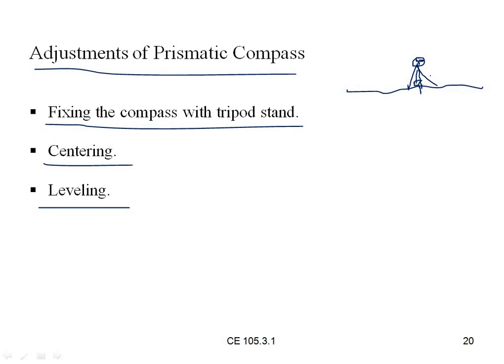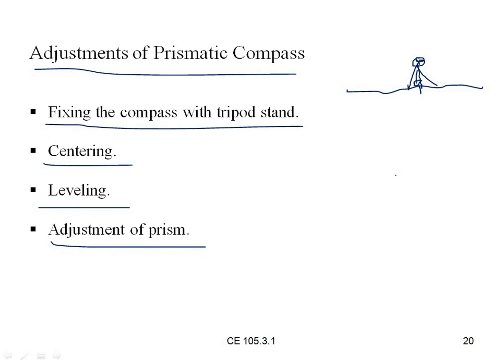So the leveling should be done. The three tripod stands should be in the same position, and in this we will not have the bubble tube to see the center. We will have only the plumb bob for the centering and leveling. Okay, then we have to set it to 0 degrees on the compass needle, and after that the adjustment of the prism.